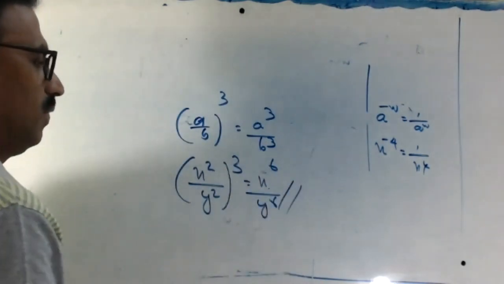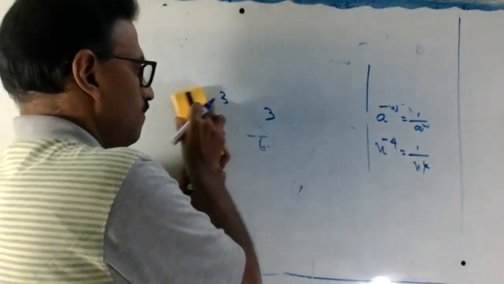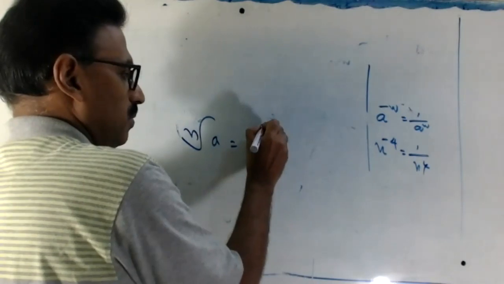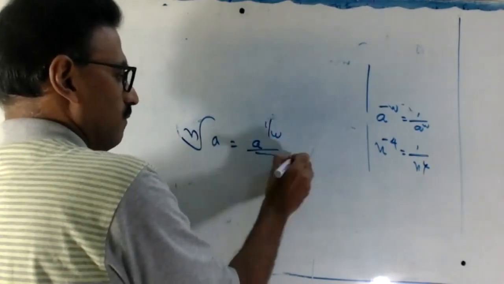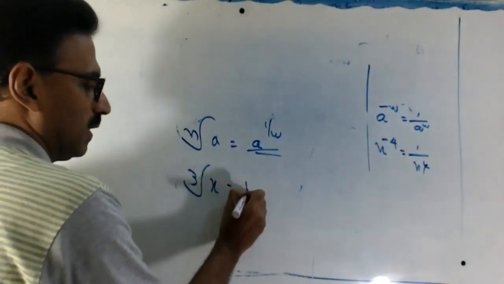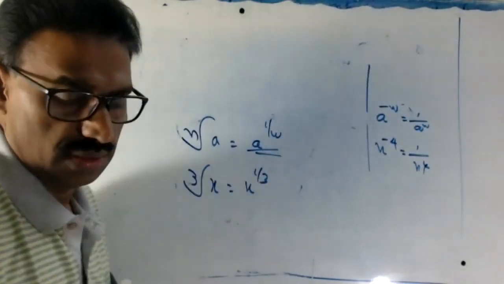Okay. Then what? Nth root of a, that is a raised to 1 by n. If it is cube root of x, that is x raised to 1 by 3.